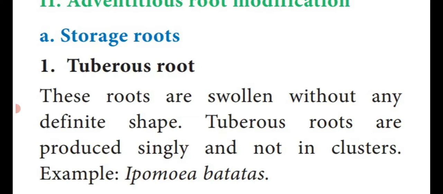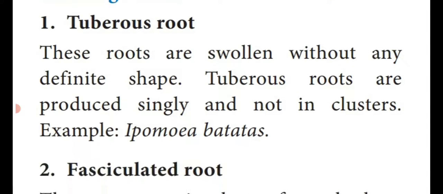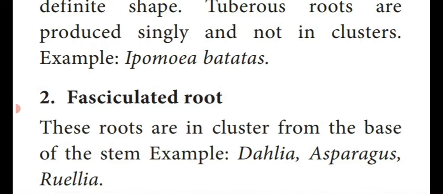Example, Ipomoea batatas. So in these plants, the roots store the food material and are swollen without any shape, and they are also produced singly, not in a group or a cluster. Example, Ipomoea batatas. Next one, fasciculated root.